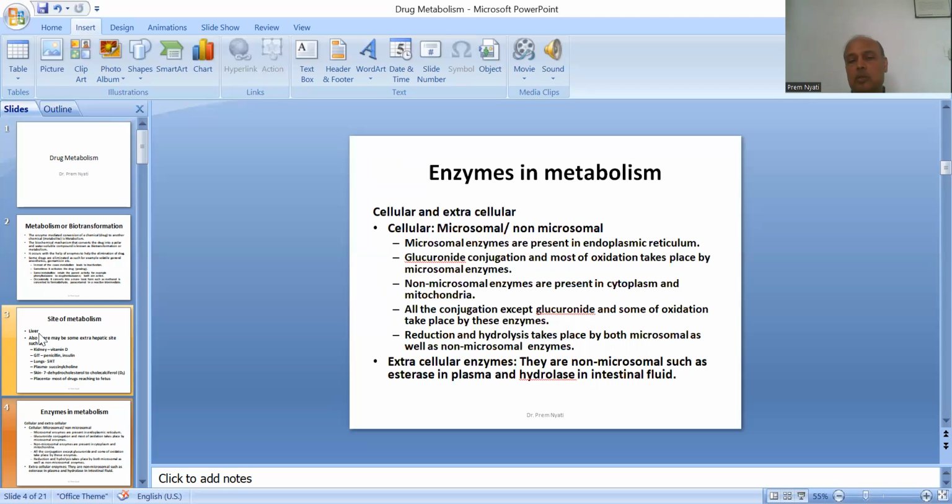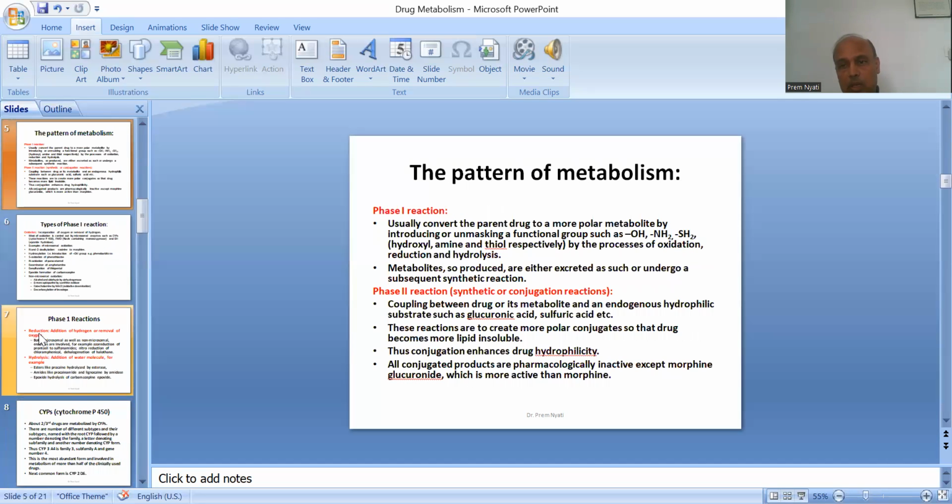There are also extracellular enzymes which are non-microsomal. For example, esterase in the plasma, hydrolase in intestinal fluid. So various enzymes: cellular, extracellular, microsomal, non-microsomal.